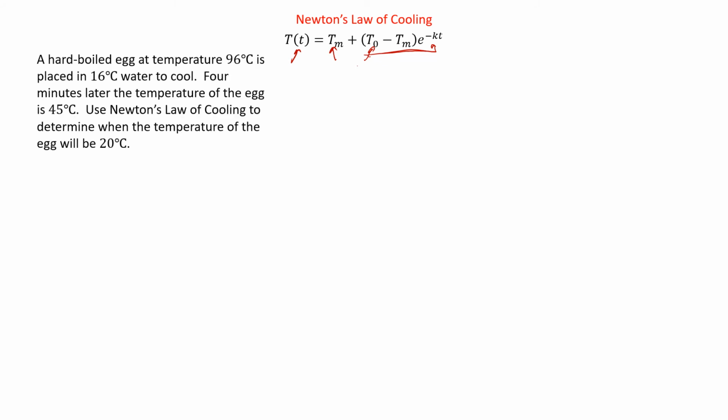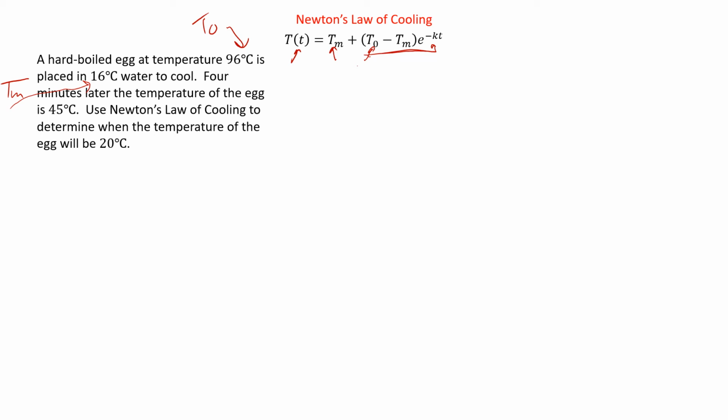So, what could we do? We have a hard-boiled egg at temperature 96 degrees Celsius, so this is T naught, placed into 16-degree water to cool. That's Tm. And then 4 minutes later, the temperature is 45 degrees. So that's going to be a T of t, which will allow us to find that k value.